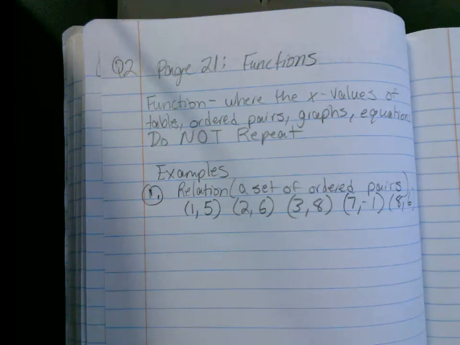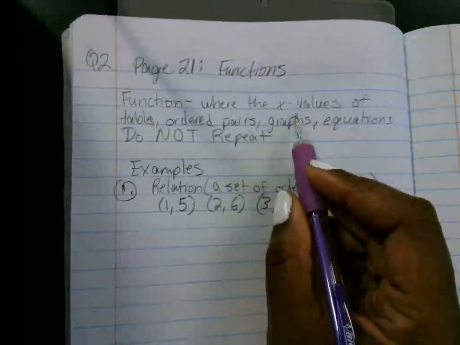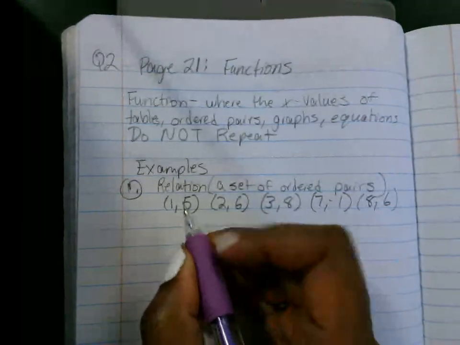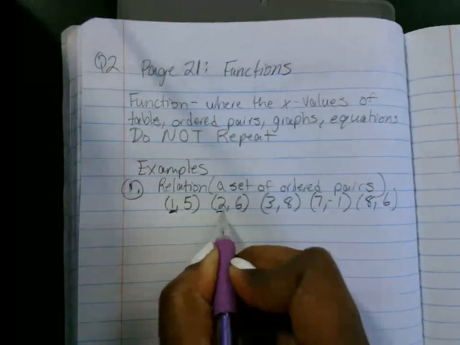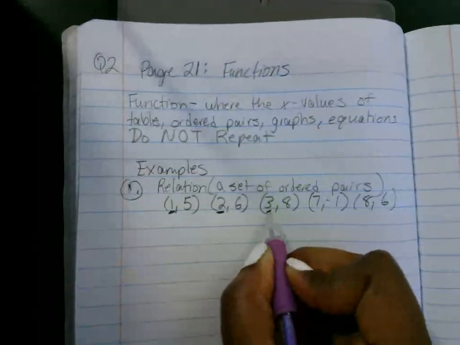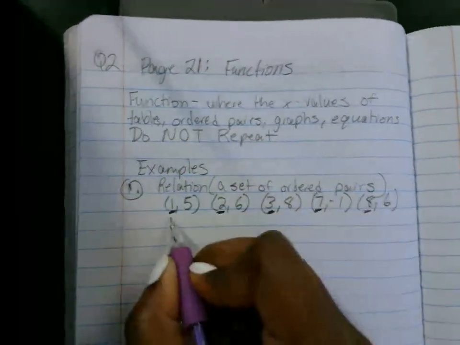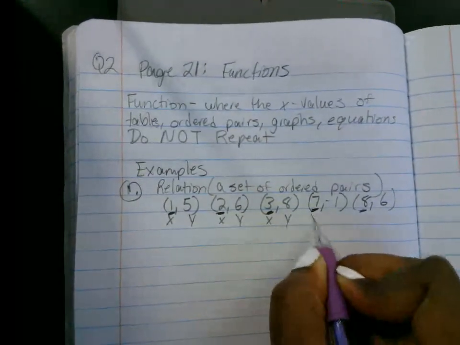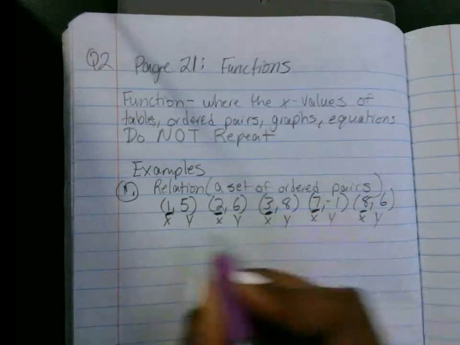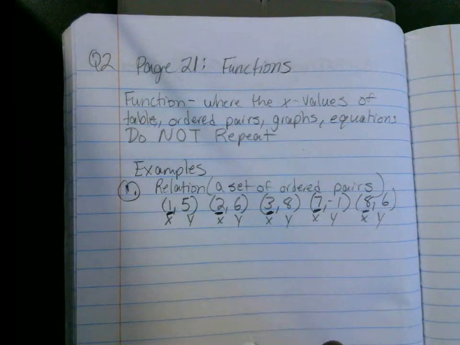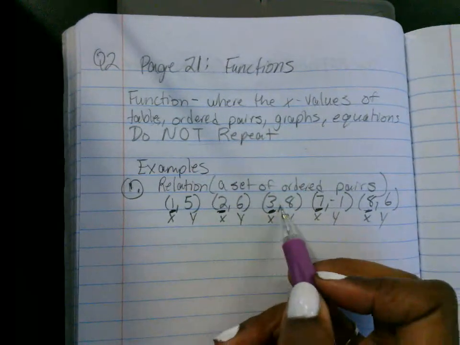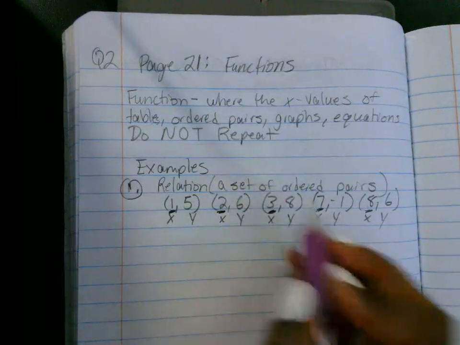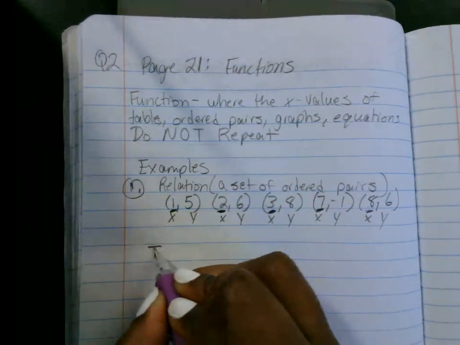All right, listen to this part. A function is where your x values do not repeat. So let's underline all the x values to see if they're all different. We have 1, 2, 3, 7, and 8. These are our x values. This is x, this is y. This is the x coordinate, y coordinate, x coordinate, y coordinate. We're underlining all of our x's. Are all of our x values different? Do any of them repeat? No. Since they're all different, this relation is a function.